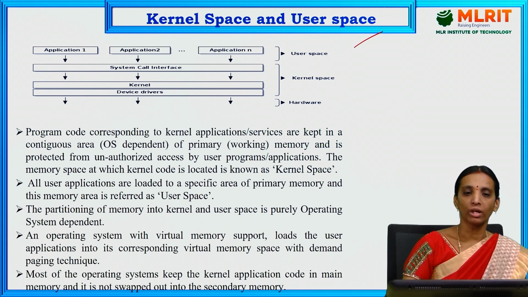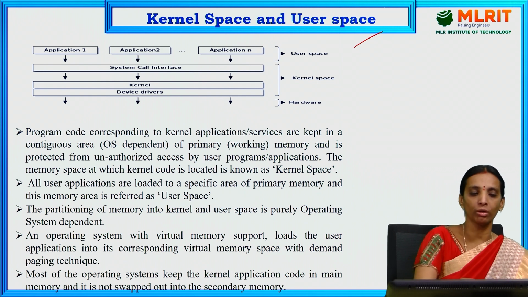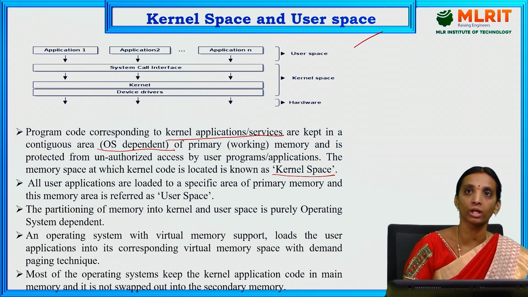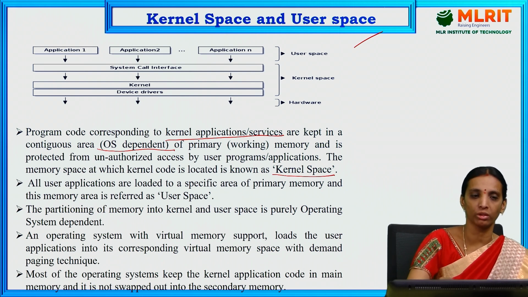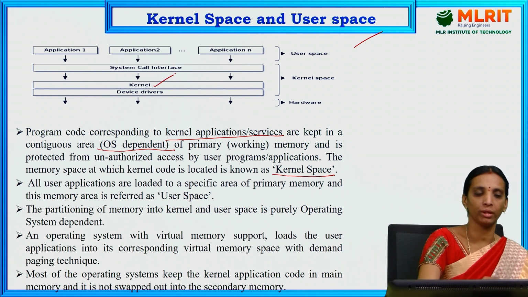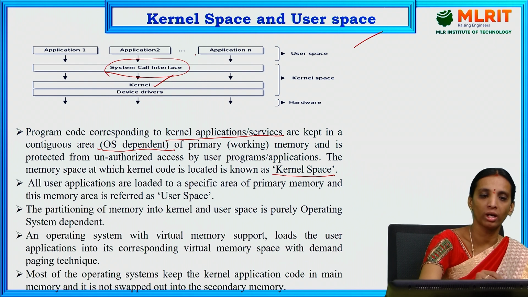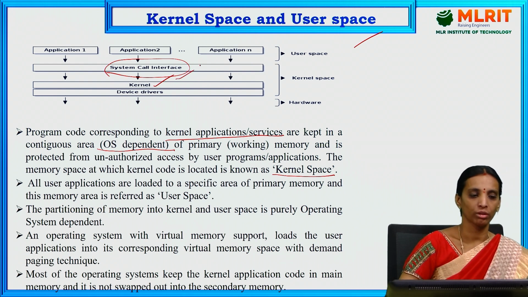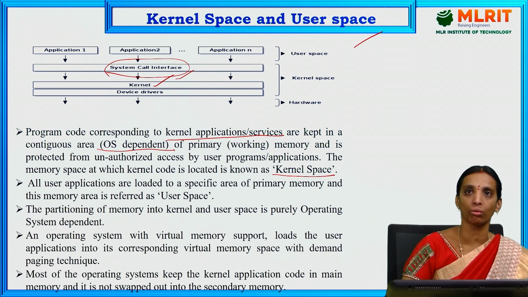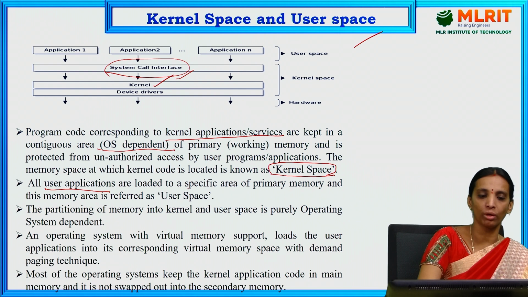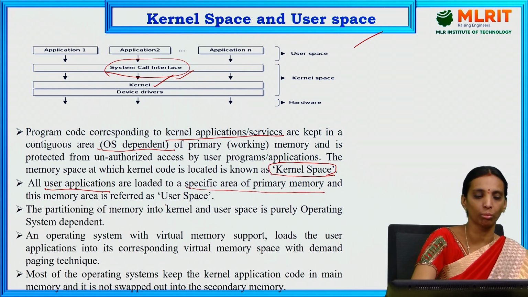Whatever program code corresponds to the kernel applications or services is kept in an OS dependent contiguous area, which is called kernel space. So the memory space which is allocated for kernel applications is known as kernel space. Here, this is the kernel space. In this, we have the system call interface which is used for using the hardware and applications in the kernel area. The memory space used for kernel code is called kernel space, and all the user applications are loaded into a specific area of primary memory which is known as user space.